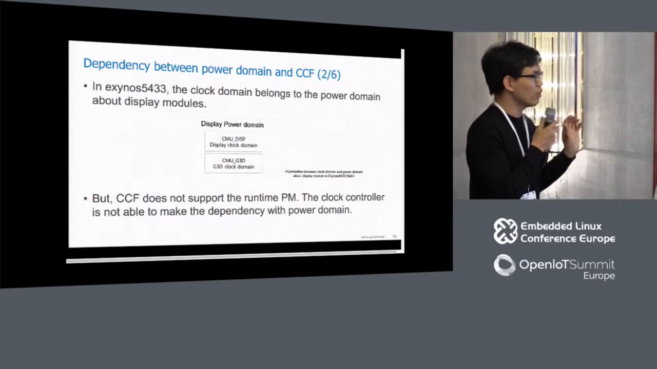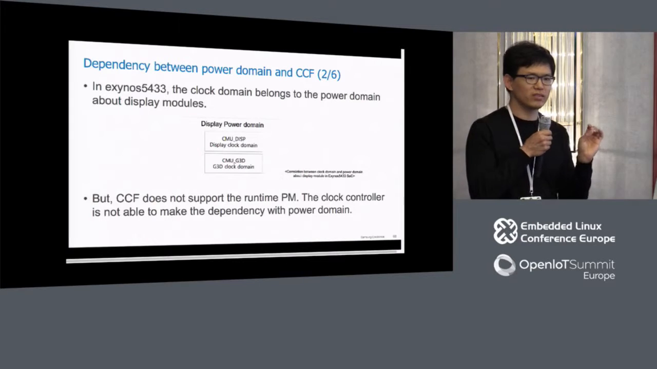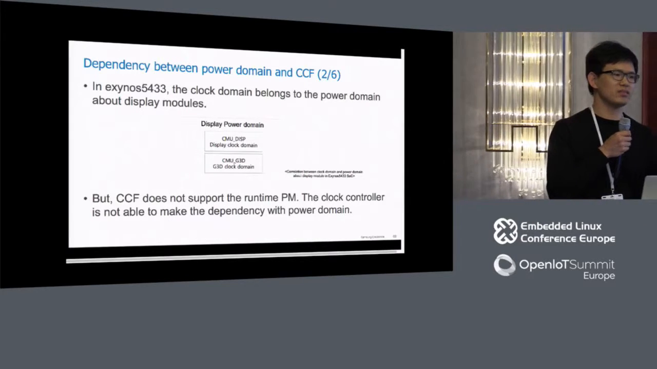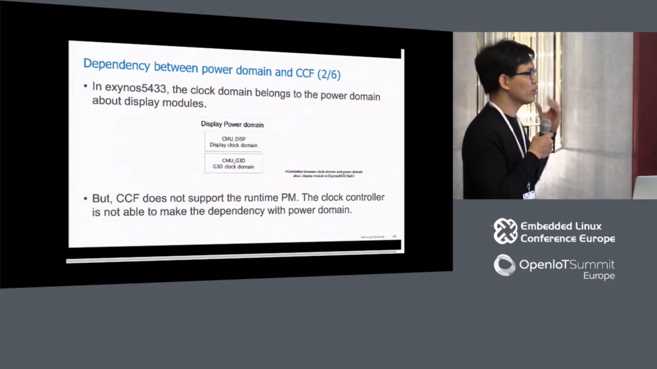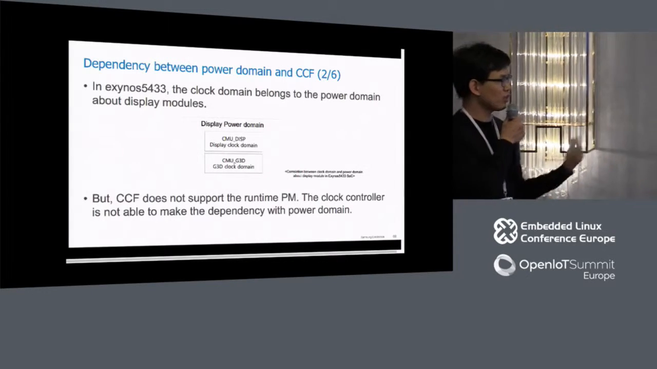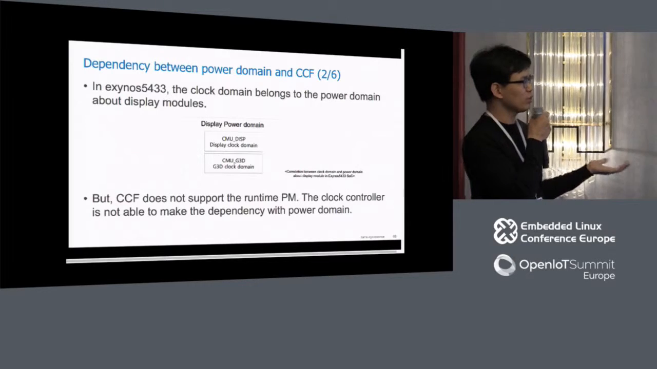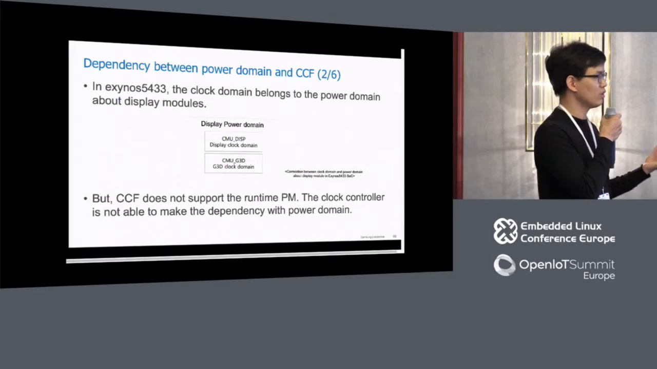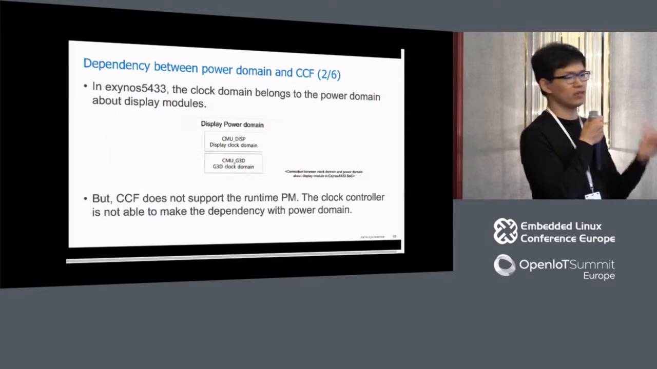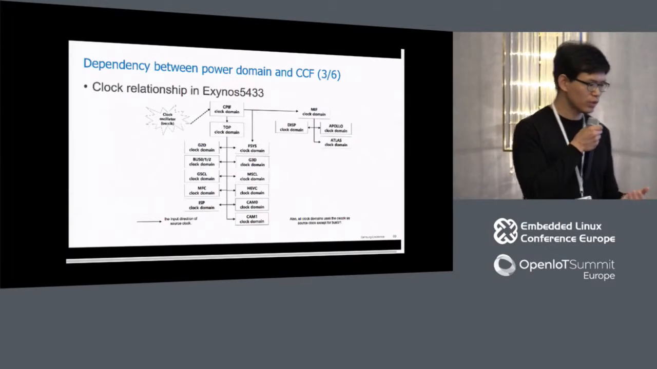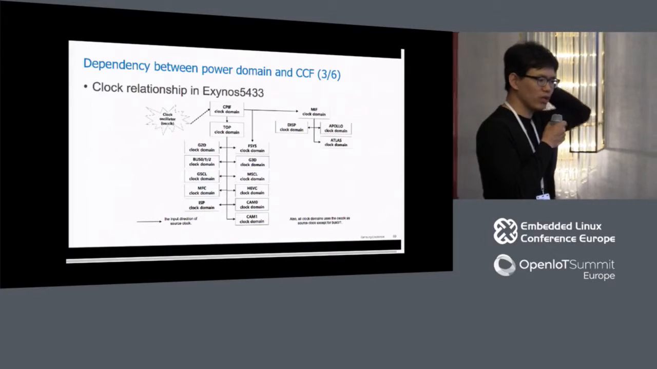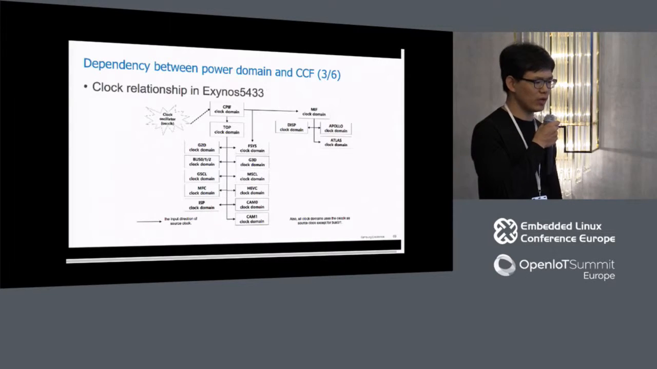So, we can register a device to the power domain as a child device, but in the mainline, the common clock framework does not support runtime PM. So it means that the clock controller is not able to make the dependency with the power domain. This diagram shows the clock hierarchy in the Exynos5433.